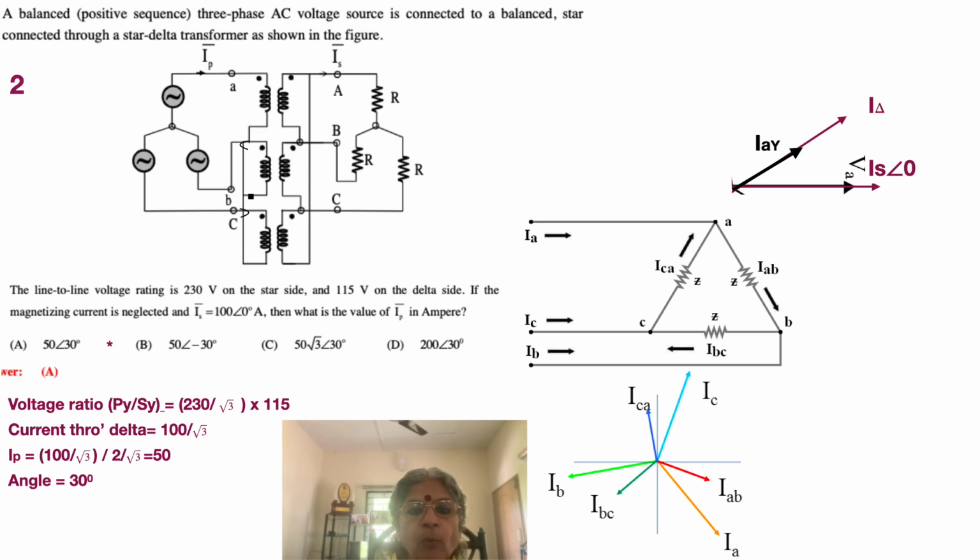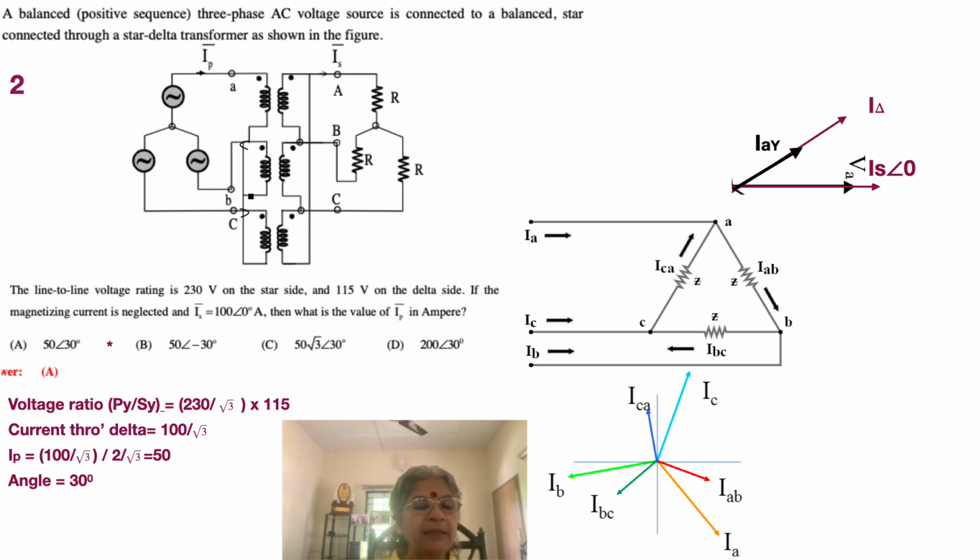And now what do we have? If the magnetizing current is neglected, of course that's very small, moreover it creates problems, so we neglect it. And IS, which is at the secondary, and that too it is outside of the delta, or it's the line current, what is the value of IP in amperes? IP is the primary current, and of course the line current and the phase current happen to be the same.